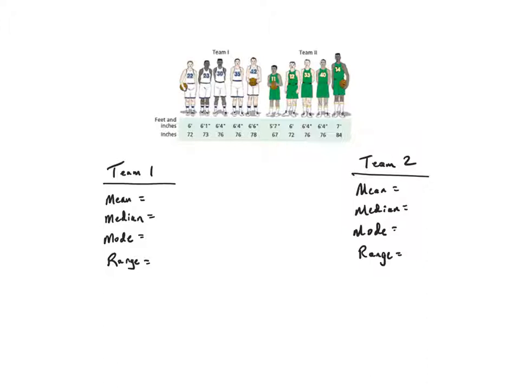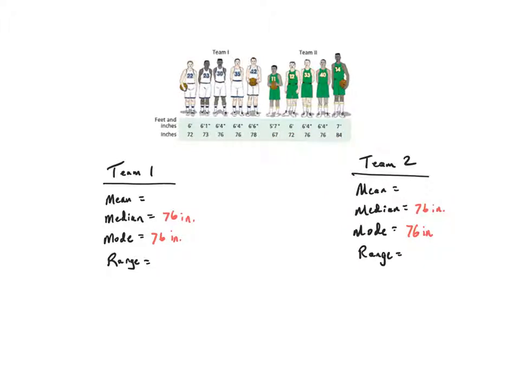If I look at team 1, the most common height that I see is 76 inches. So that is my mode. And team 2, the green team, most common height is again 76 inches. The mode is the same. The median is the middle height, and these numbers are already in order for each team, so I can just mark out the biggest and the smallest, and the median for team 1 is 76 inches. Team 2, biggest, smallest, median for team 2 is also 76 inches.